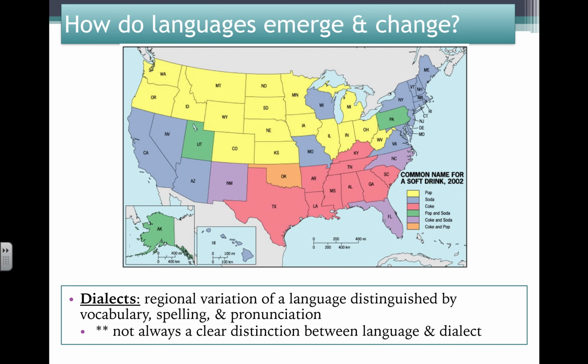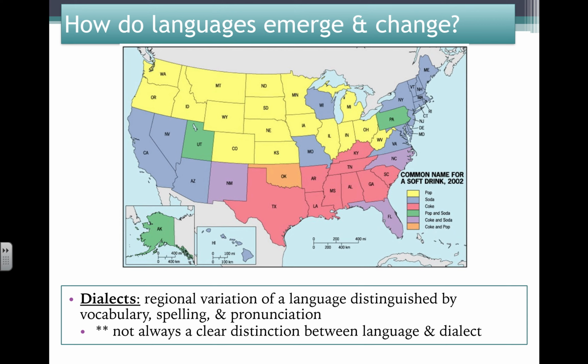Then there's the spelling of words. You've seen this if you've seen British English, where you see O-U-R instead of just O-R in written form, or S's in a place where you would write a Z. Those are regional dialects, regional variations of English. And then pronunciation, the way that we pronounce different words, like water and coffee, versus water and coffee.